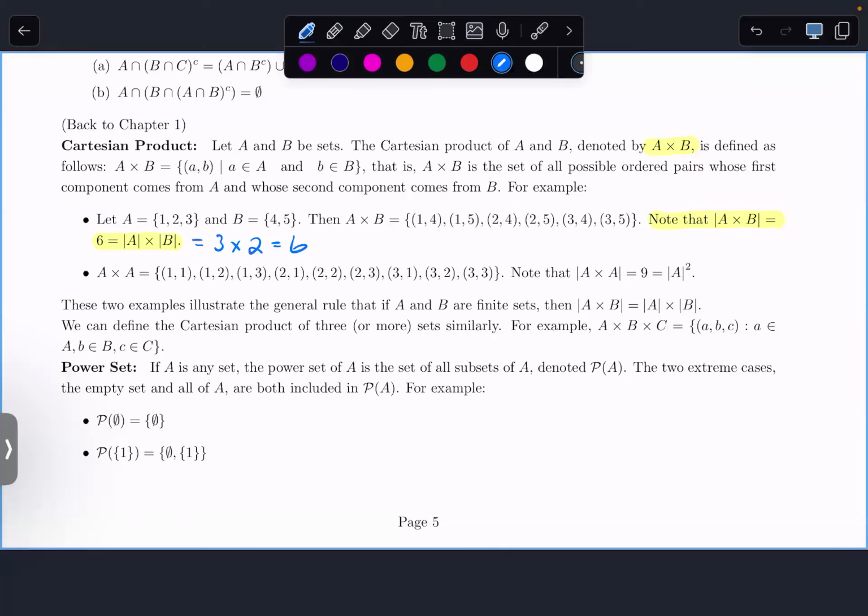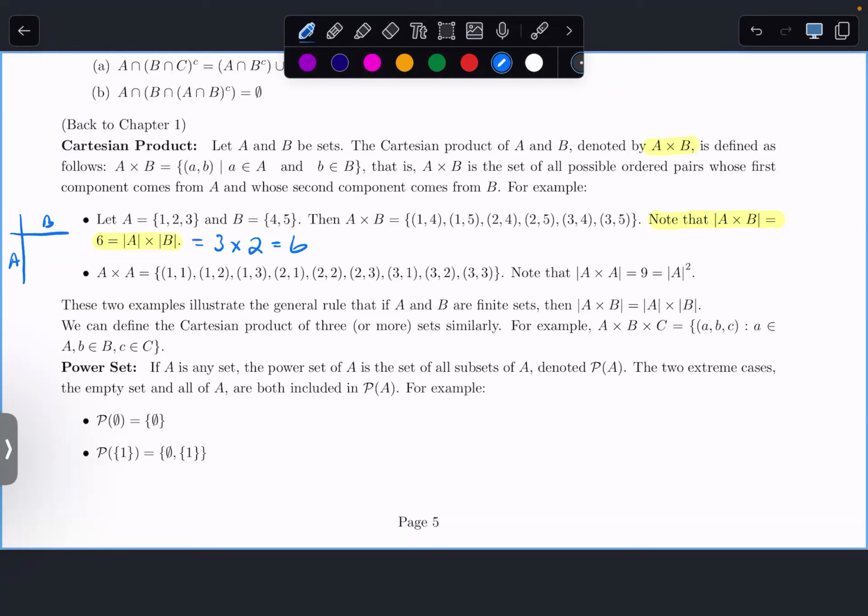If you think about a matrix, where you have to do all the possible combinations, where the first element is maybe the rows and the second element is the columns, then you would have the number of rows times the number of columns as your total number of elements. Something like that.